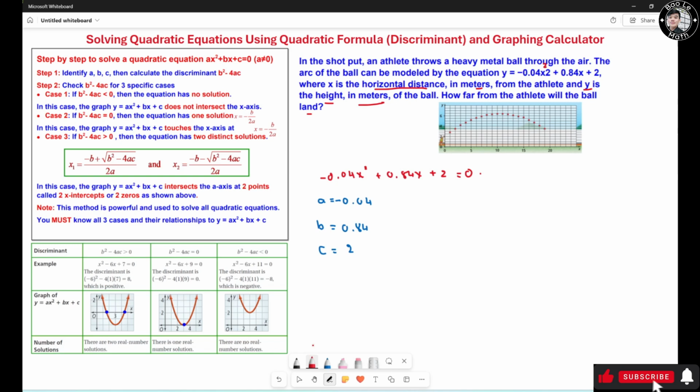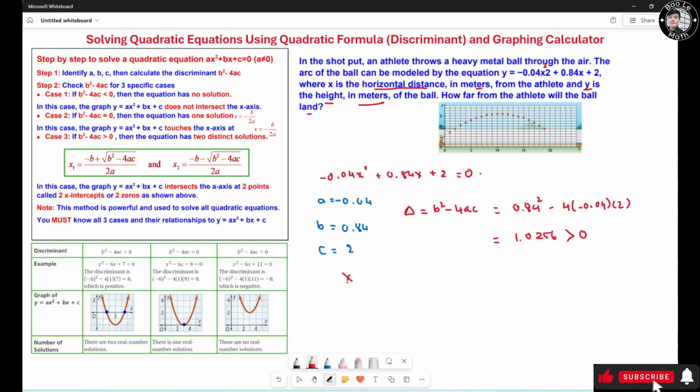Now you need to calculate the discriminant delta equals b squared minus 4ac, right? So it's going to be 0.84 squared minus 4 times negative 0.04 times 2, right? And then this turns out to be 1.0256, right? Because this is greater than 0, the equation right here has two distinct solutions, right?